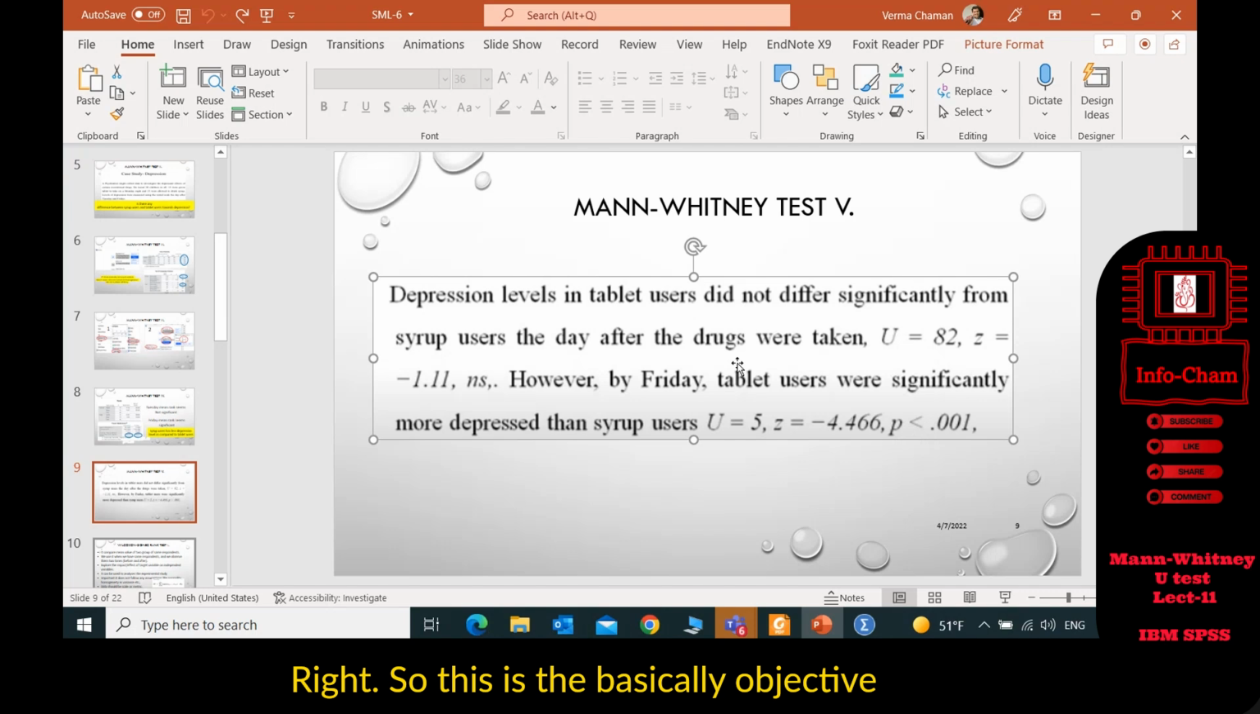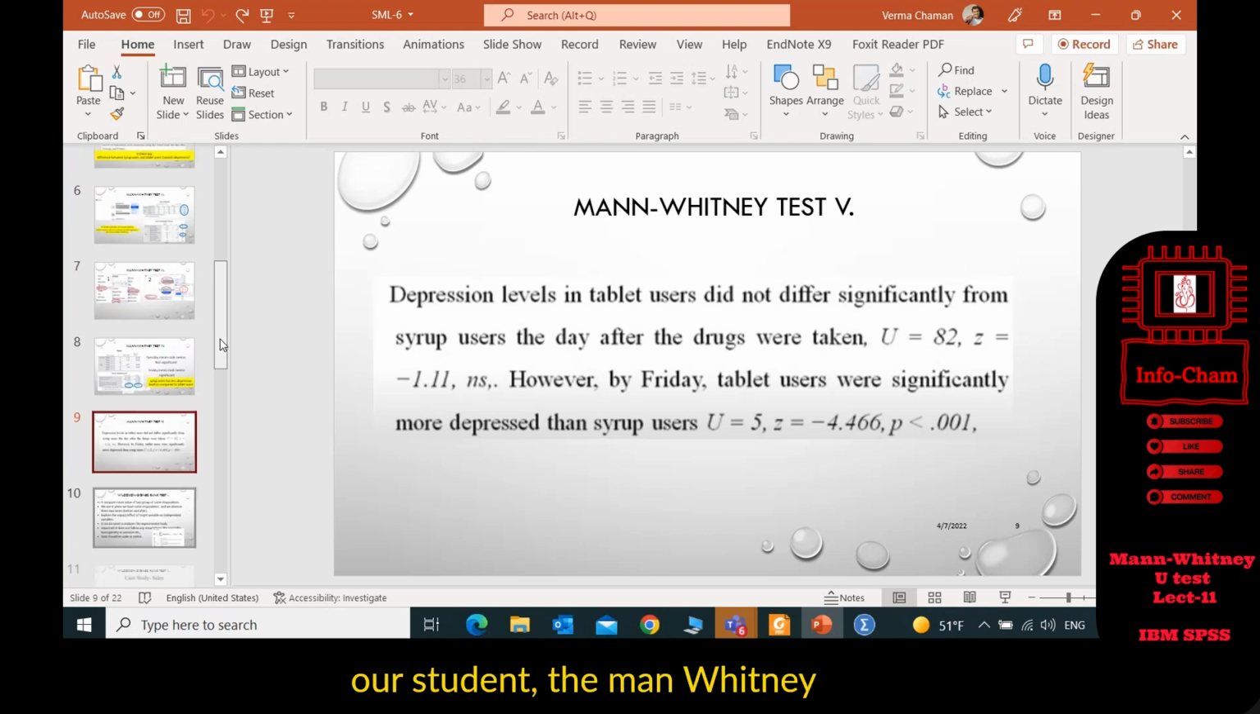Right, so this is basically the objective to understand, and you can create a hypothesis, you can accept or reject as you want, it is your choice. So that was our study of the Mann-Whitney test.